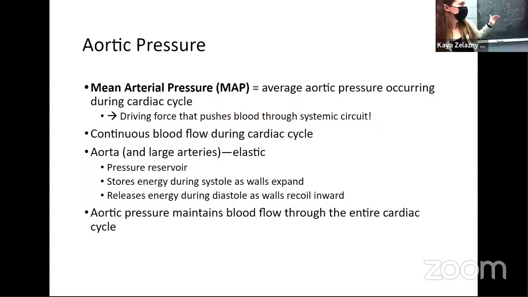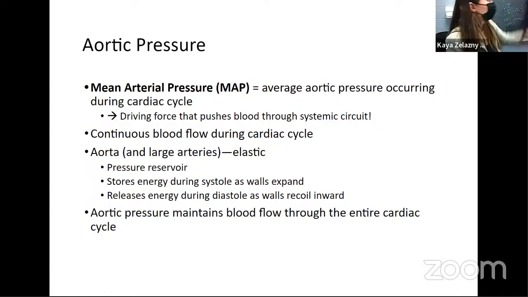Okay. Now, this average pressure, this mean arterial pressure, is a measure of the force of blood moving through the systemic circuit. Right, so it's the average pressure in the aorta. The aorta is our big artery going out to all our organs and tissues. So this has to be what gets blood to those organs.